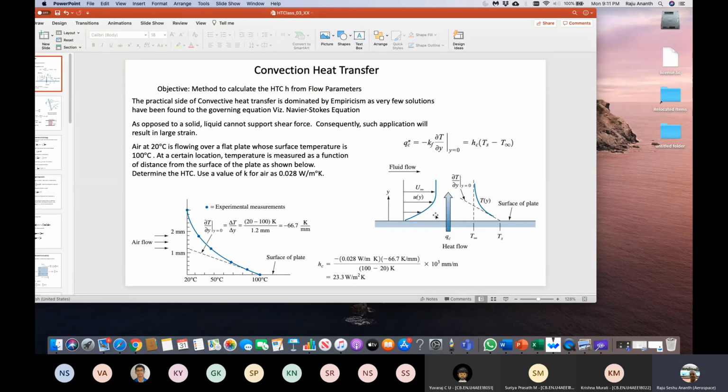So you can clearly see if I have to solve this problem in a pipe or a flat plate, I need to know the temperature profile and I need to know the slope at the surface, right at the surface. If I know that, I can calculate the heat transfer coefficient. And of course, I need to know the thermophysical properties of the fluid also. Anybody has any question here?